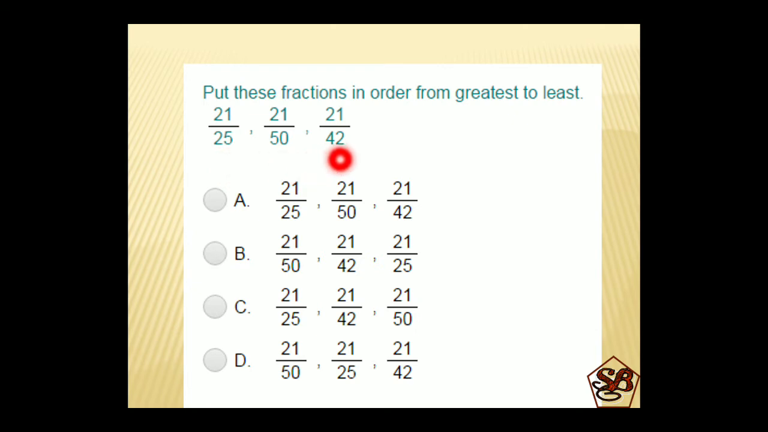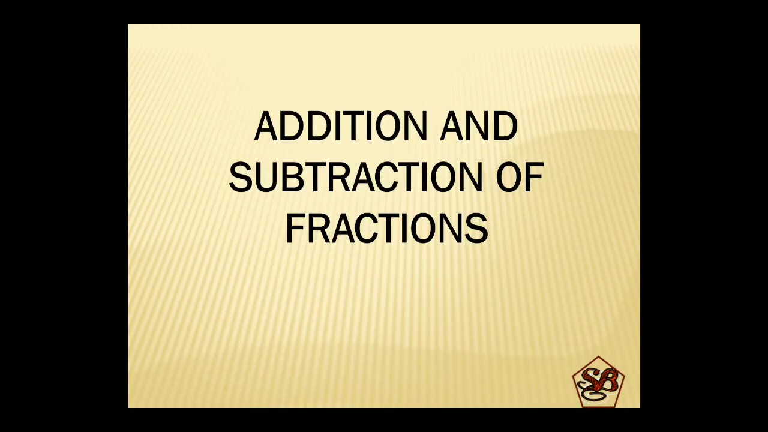Then the next one is 42. So this is the second fraction and the biggest denominator is 50. So this is the third fraction. So accordingly, we will look for the correct option and yes, C is the correct option. 21 by 25 is greater than 21 by 42 is greater than 21 by 50. Moving on to addition and subtraction of fractions.